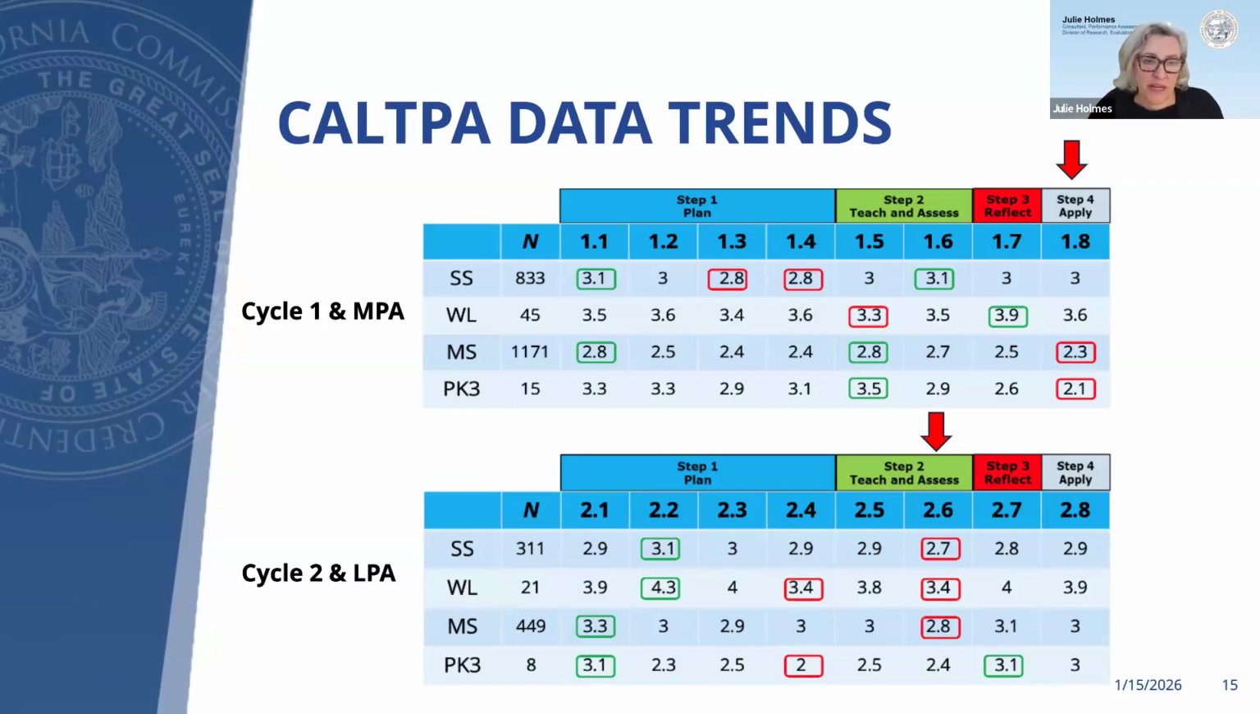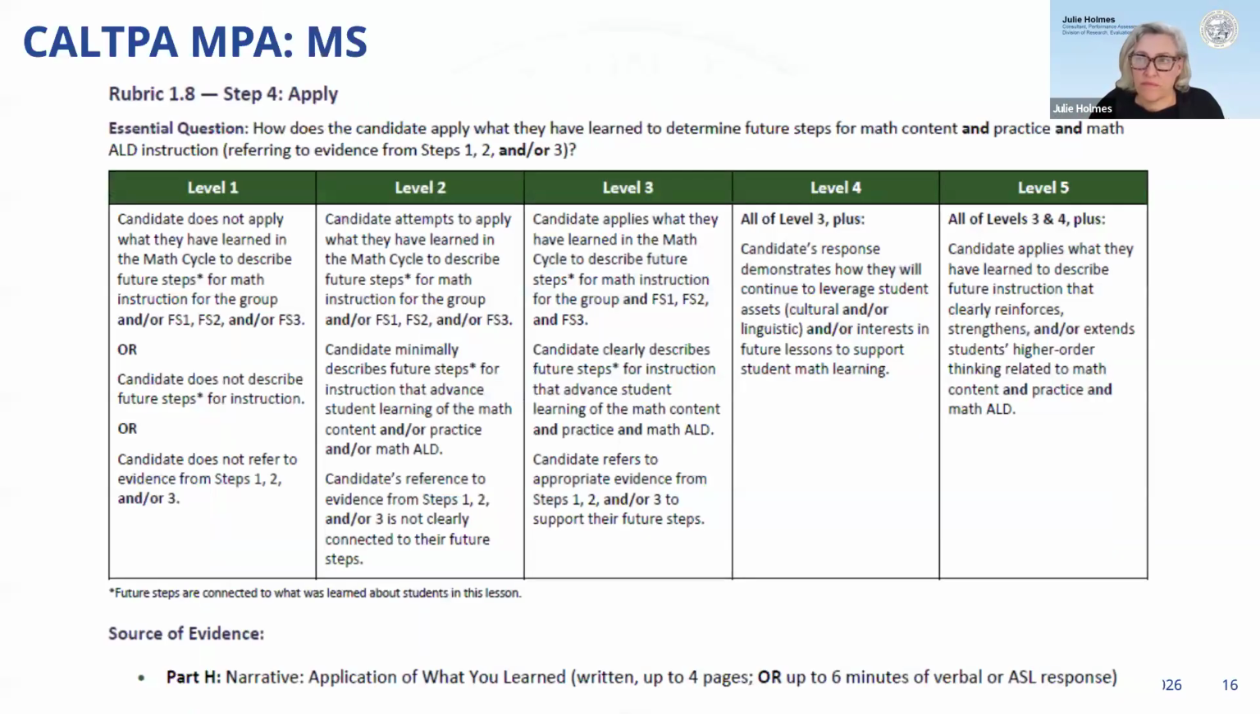So again, coming back to cycle 1 and MPA, let's talk about that final rubric in step 4, apply. This is a screenshot of the multiple subjects, the last rubric in apply. Again, scoring starts at level 3. This is where your candidates should be focused. I don't know if maybe they're running out of steam. Let's talk about some of the language and the constructs. Maybe they're not clearly describing their future steps, or maybe they haven't thought through those.